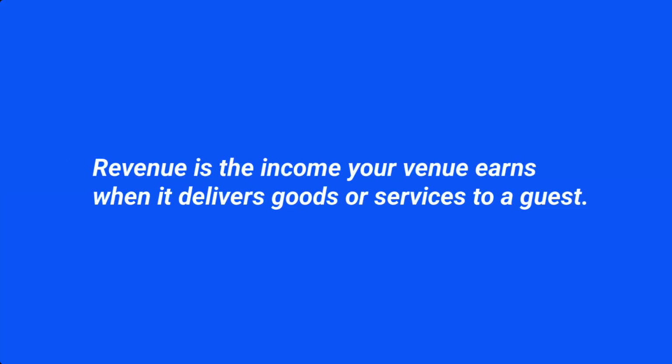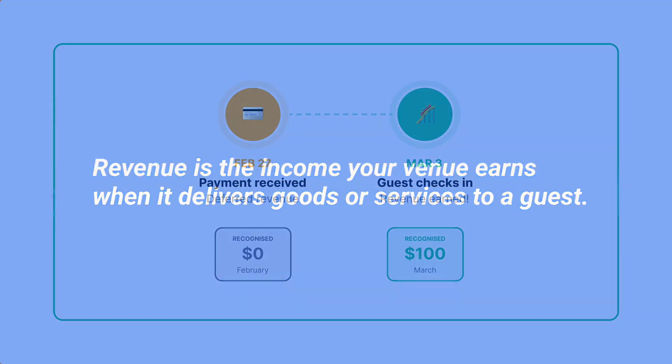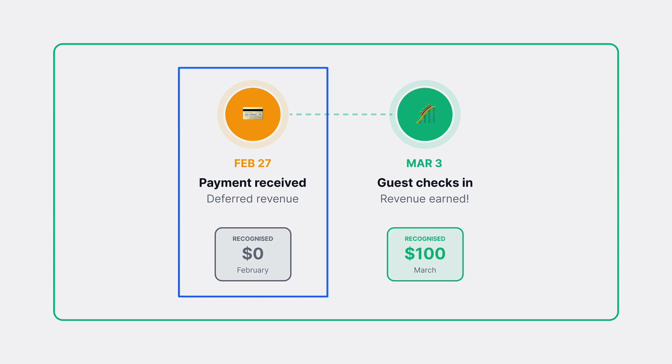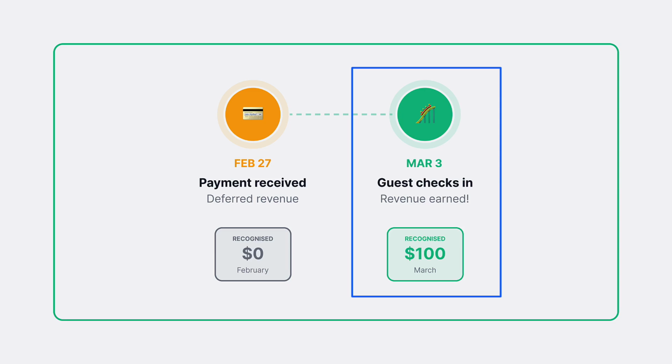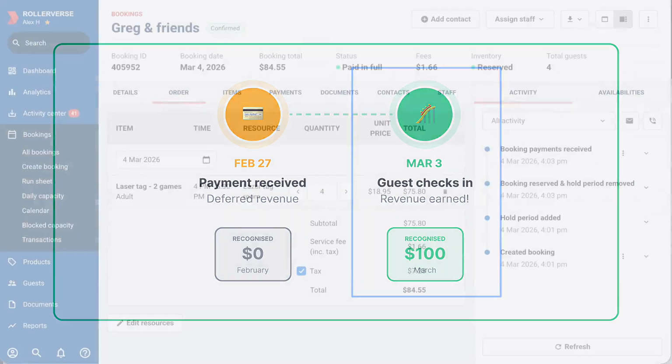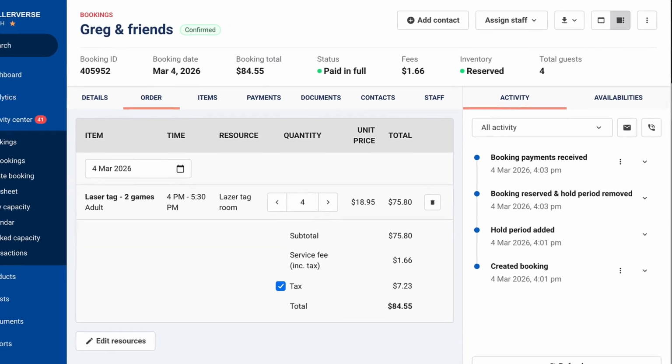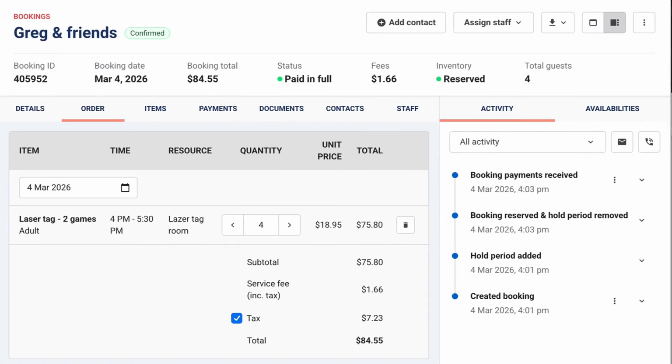Revenue is the income your venue earns when it delivers goods or services to a guest. Revenue is not simply money received. A venue can collect payment today, but revenue may not be earned until the booking date, when the service is delivered. In Roller, every purchase is recorded against a booking. A booking is a record of a guest's purchase.